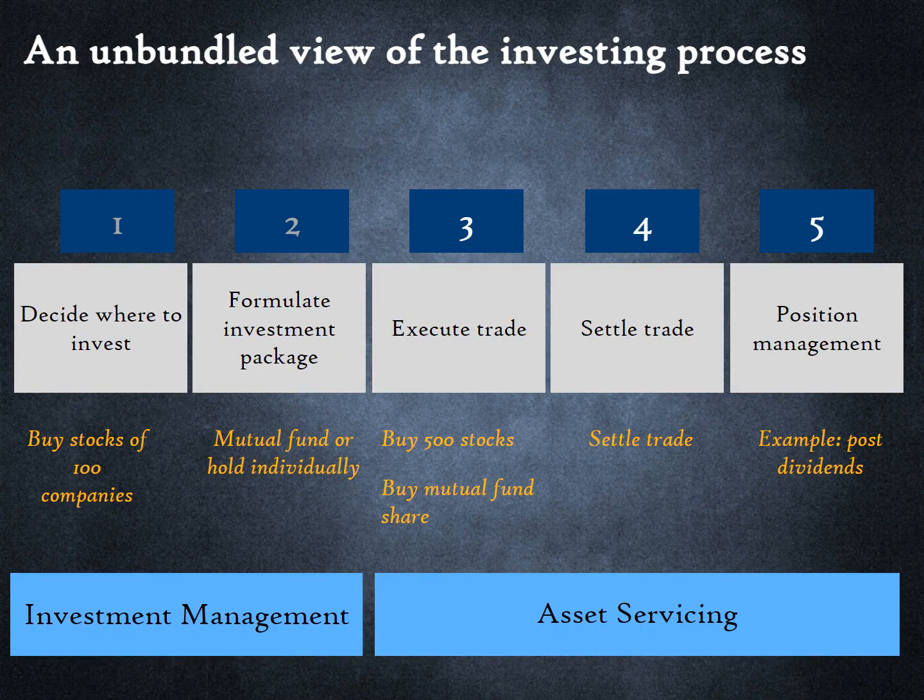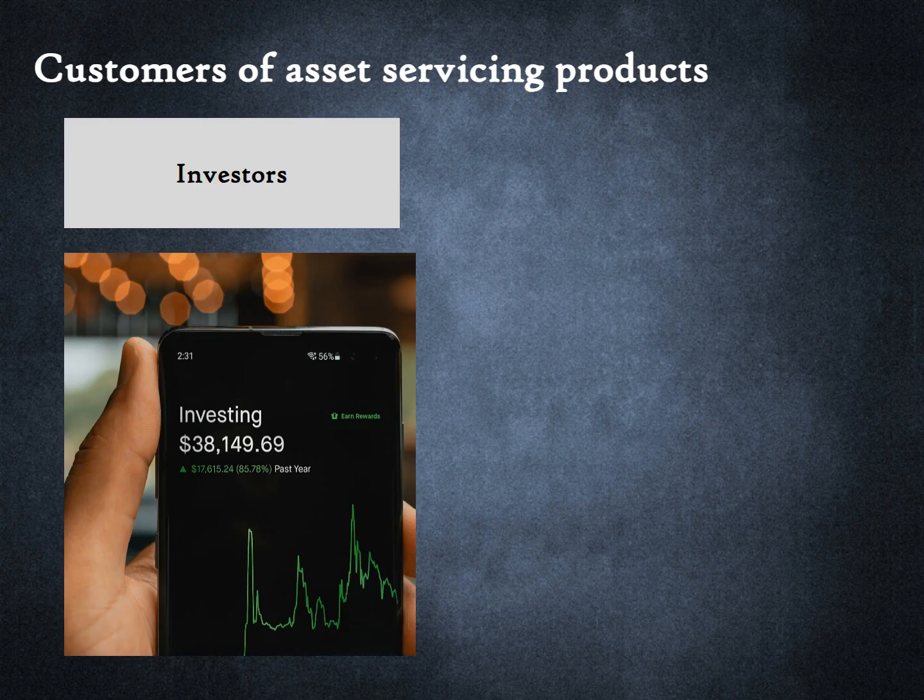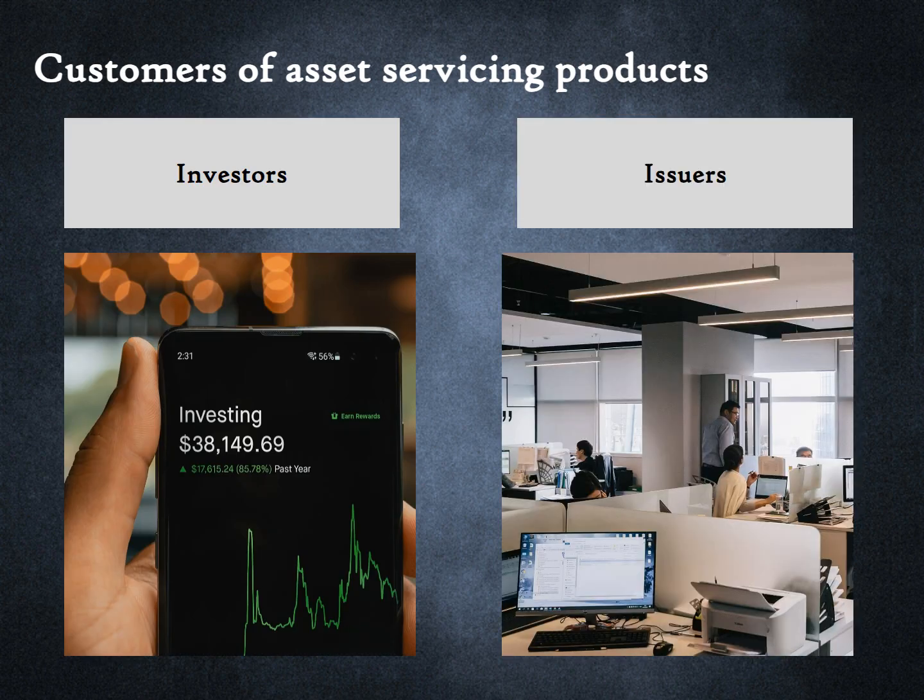We reviewed this graphic in the previous lesson and learnt that asset servicing products come into play after an investment decision has been made. These products support trade execution, trade settlement and ongoing servicing of ownership positions. The processes underlying settlement and position management are also sometimes referred to as post-trade. The customers of asset servicing products are either investors or issuers of equity and debt capital.